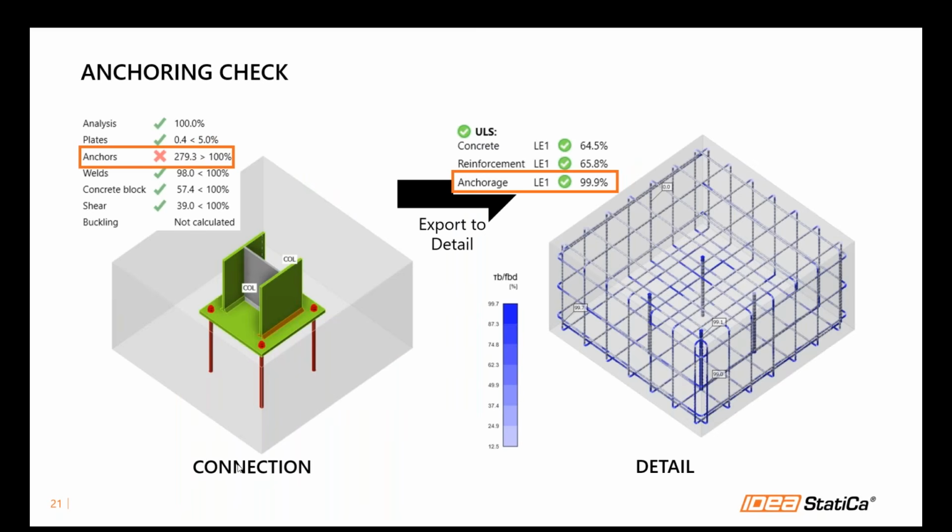So basically back to the first slide that I show, connection application on the left, which is unreinforced concrete. After I export it to our Detail application, you can see that the anchorage actually is not failing because we can model in and consider the reinforcement in the anchor design.